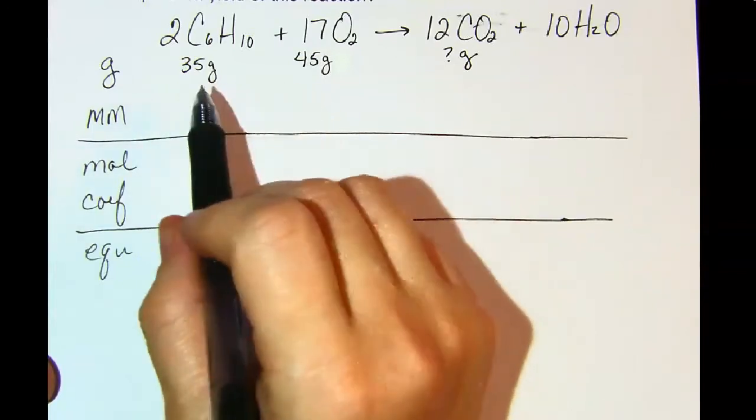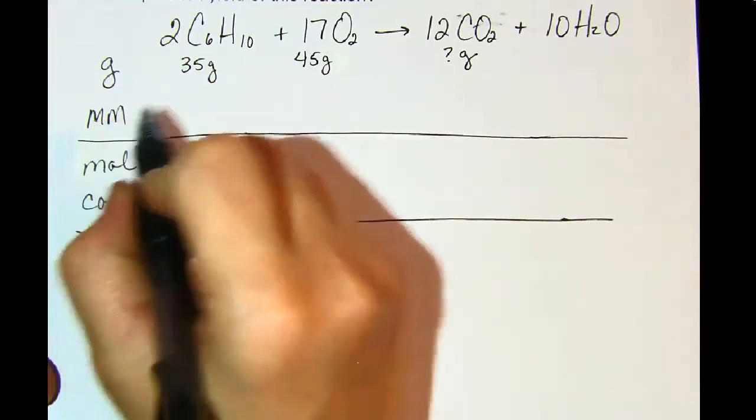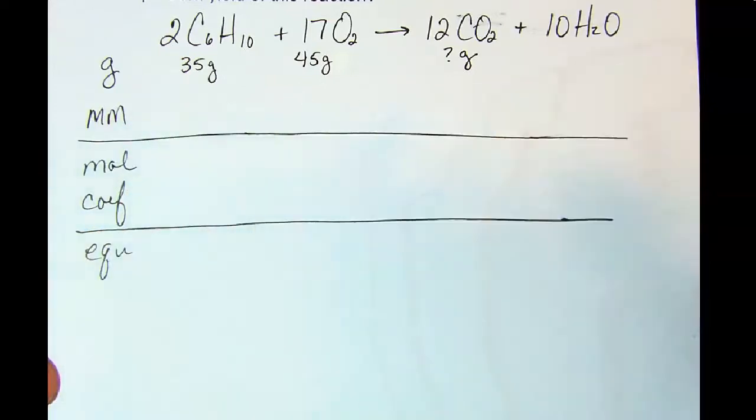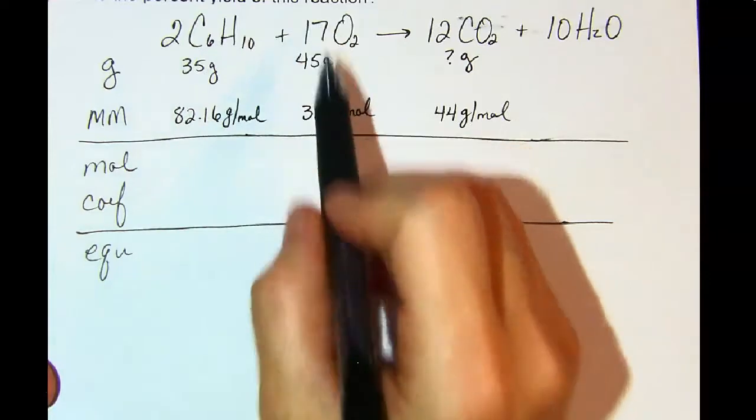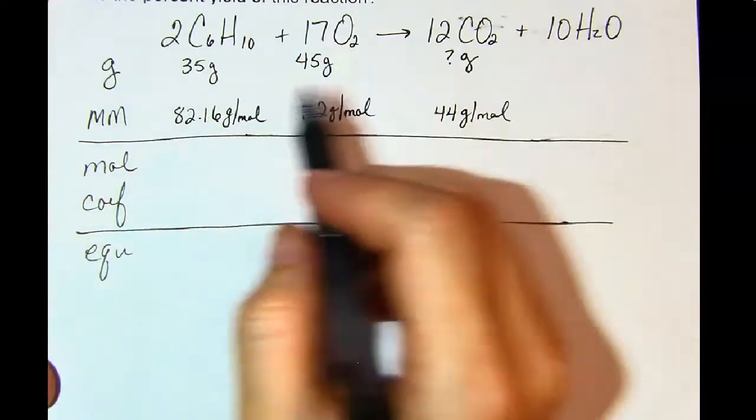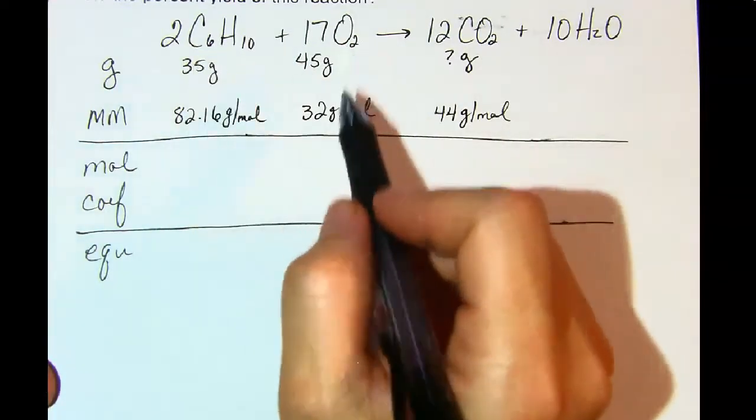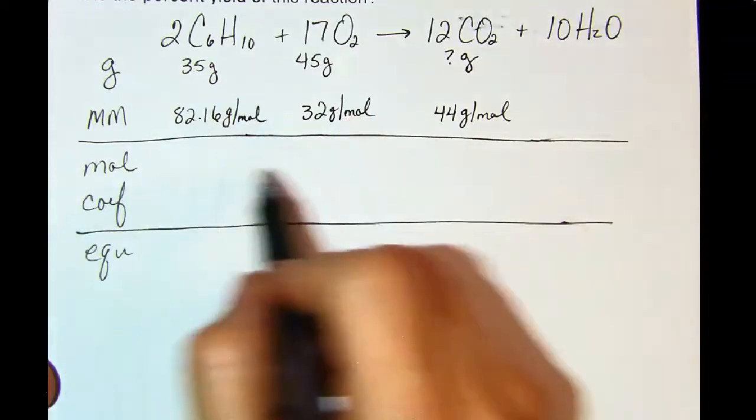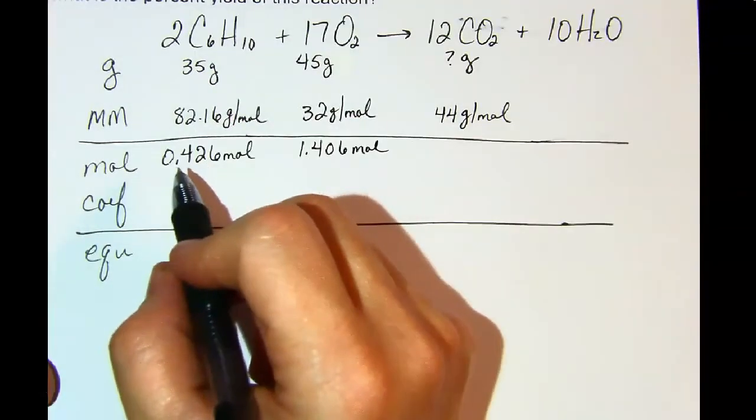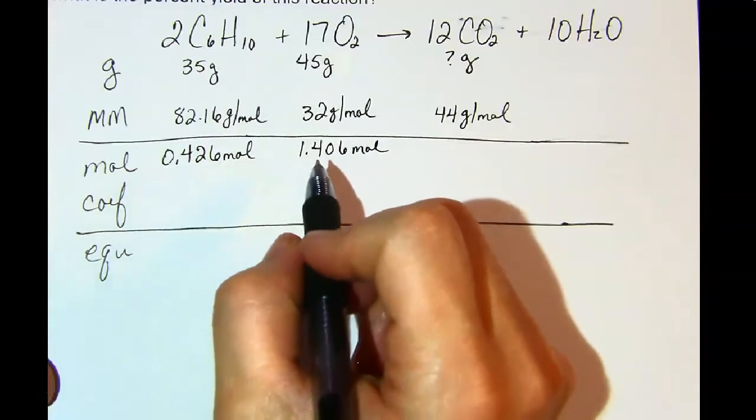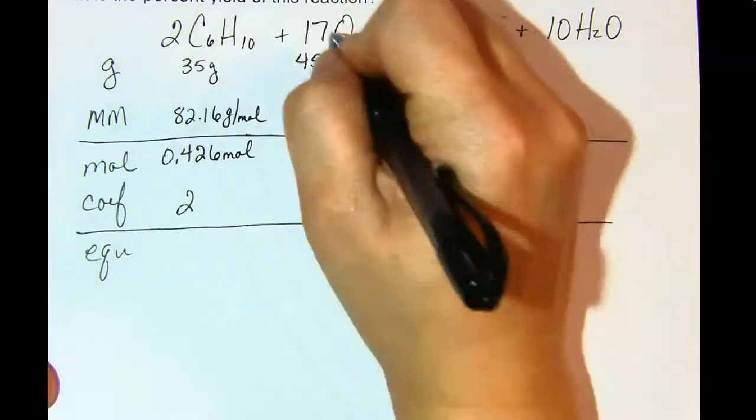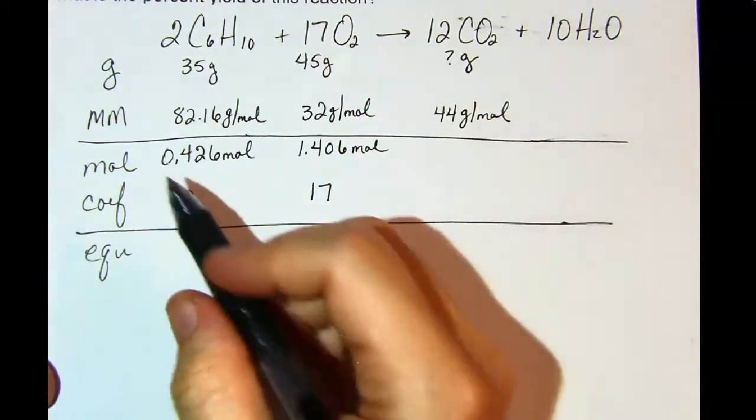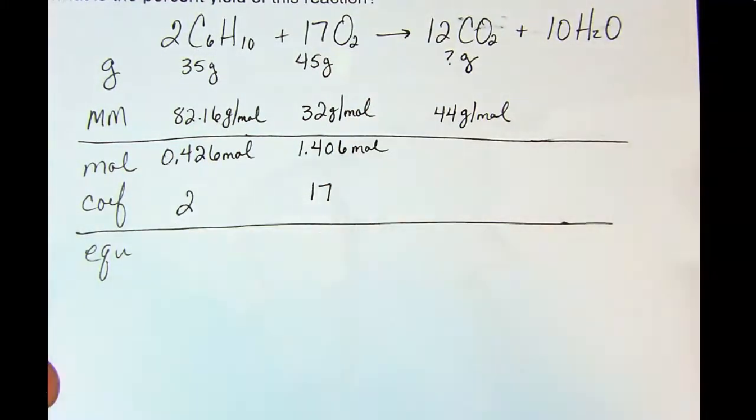So we're going to do this problem the same. We're going to find the molar masses. I'm going to find it for this, this, and this. So from the periodic table, we get 82.16 here, 32 here, 44 here. Now I'm going to divide these two by their respective molar masses to get the amount in moles. So this gets me 0.426 moles, and this gets me 1.406 moles. Now I need the coefficients from the equation. This is a 2, this is a 17, and I'll divide these by their coefficients to get the equivalent.